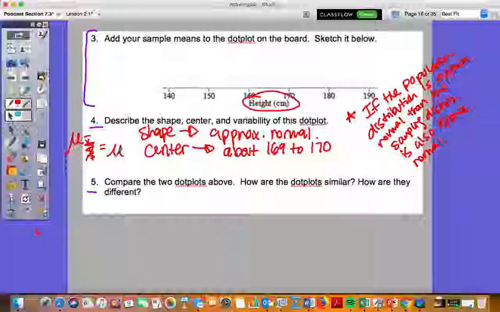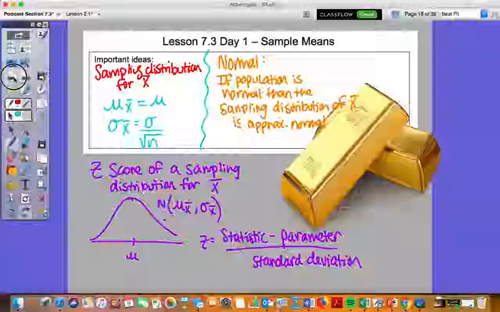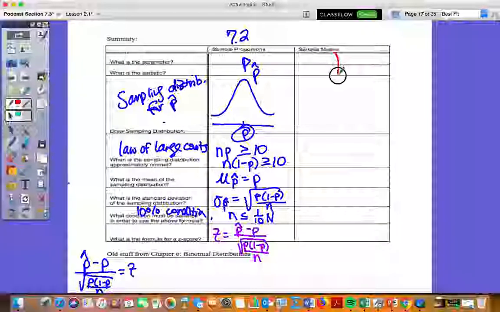Is anyone confused on that? If you're wondering what to fill in, if you were to fill this in, what is the mean of the sampling distribution? You would say it's mu of x bar is equal to mu. Very similar to what we talked about yesterday. The only difference is that yesterday we talked about proportions, and today we're talking about the mean world. But it's the same type of formula, just proportions compared to means.